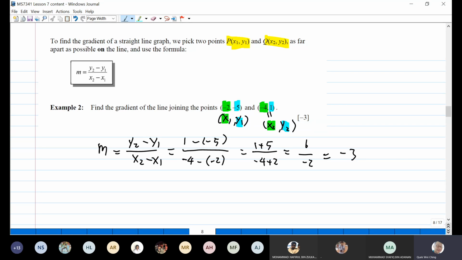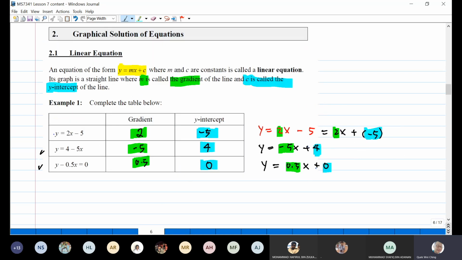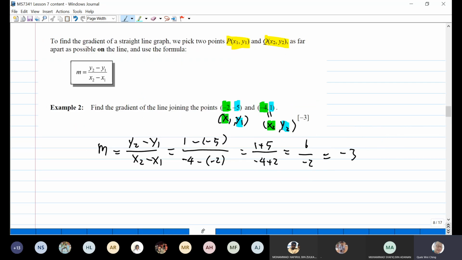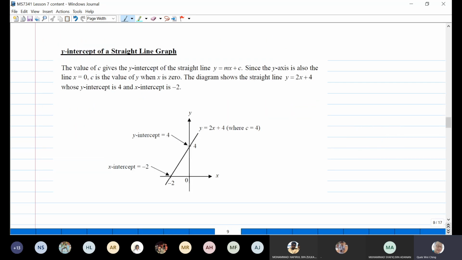Okay. So this is how you find the gradient. That's number 2. Okay, next thing is how to find the y-intercept. Remember just now we have talked about intercept, right? The blue color one, intercept, yeah? So what does the y-intercept look like in the graph?